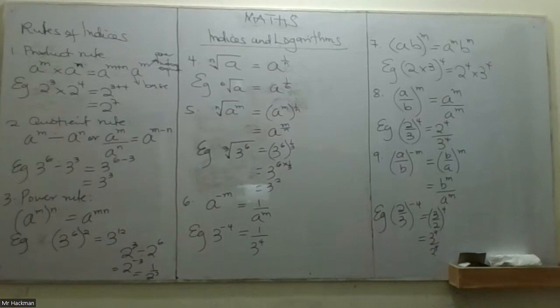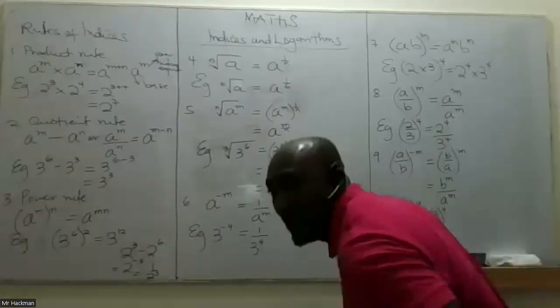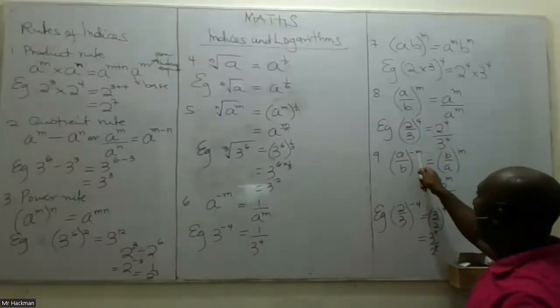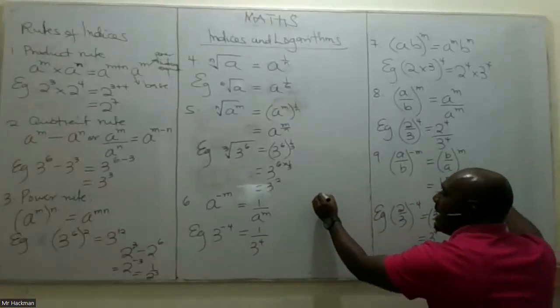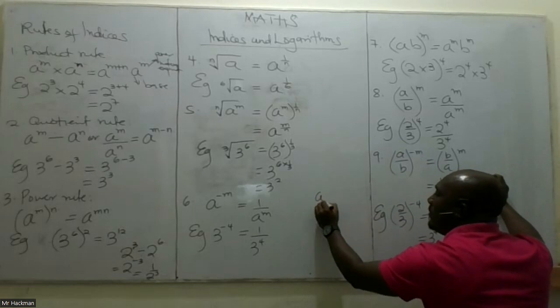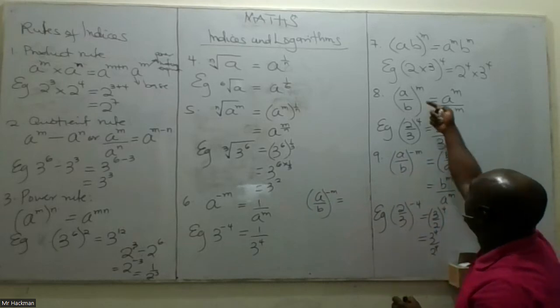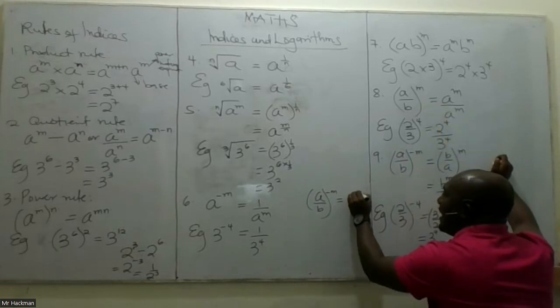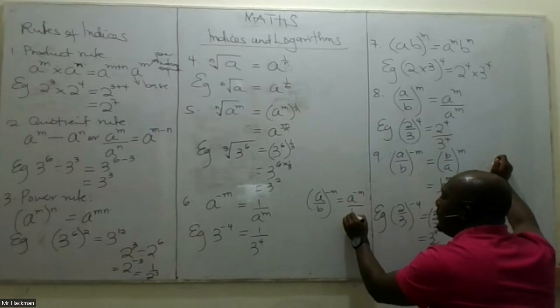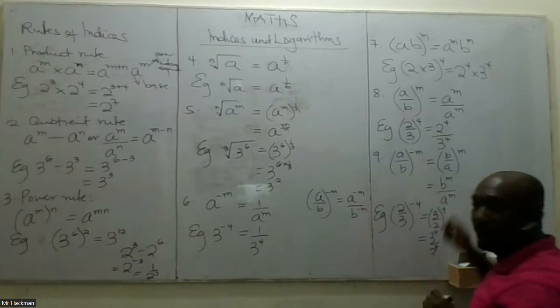And basically, this is coming from this fact. What we have here is coming from this. If I have A over B all to the power minus M, I can use this same definition. It will be A to the power minus M all over B to the power minus M. Do you agree?